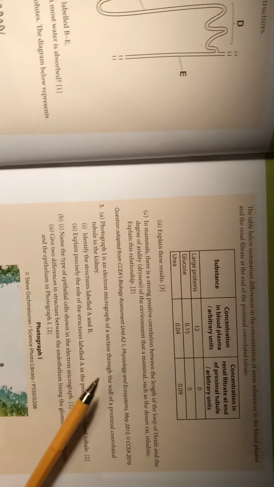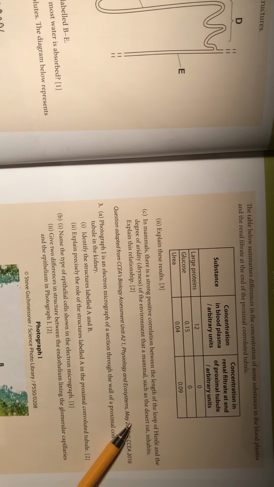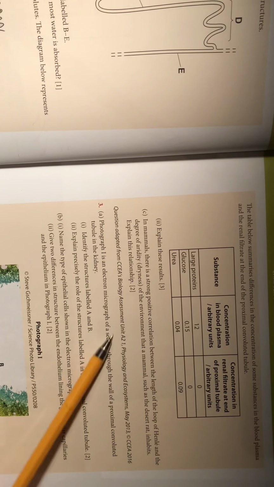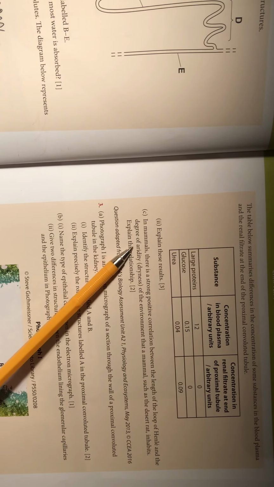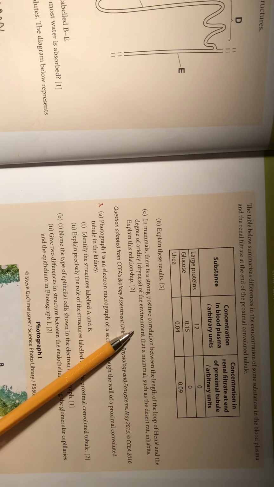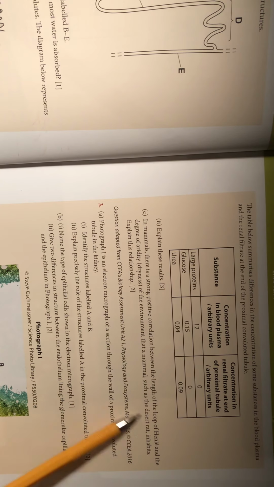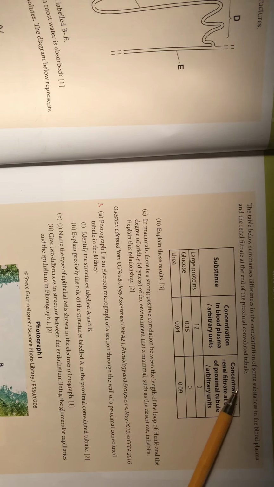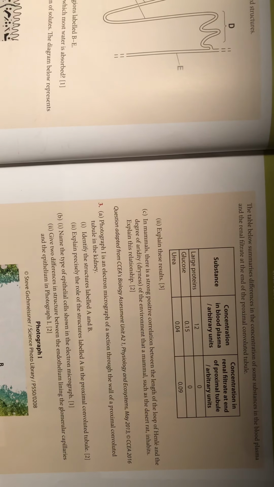Part C, you didn't have to do, but we'll just chat about it now because we did mention this in last week's notes. Loop of Henle, the length of it, there's a correspondence between the degree of dryness or aridity of the environment that a mammal, such as the desert rat, inhabits. Explain the relationship. So the loop of Henle, the longer the loop of Henle, think back to the diagram, if I can see where I've put my diagram.